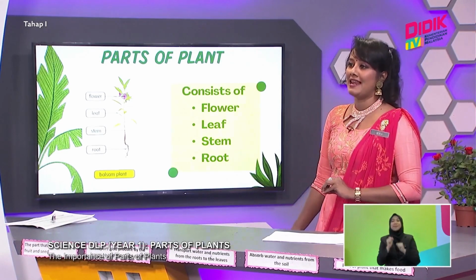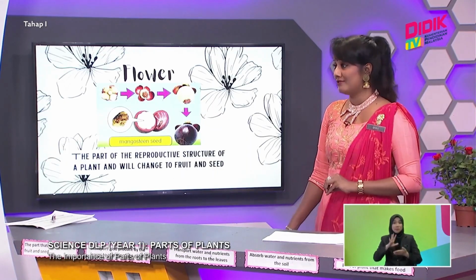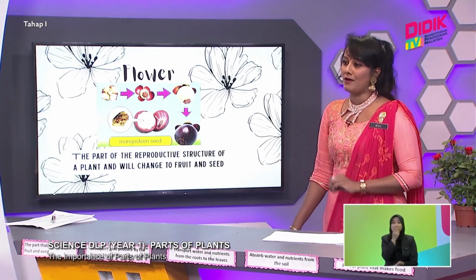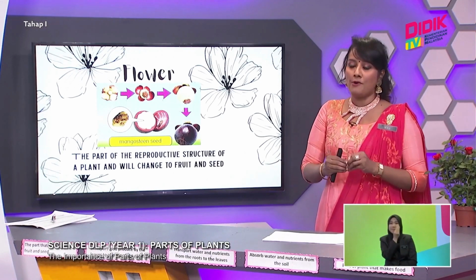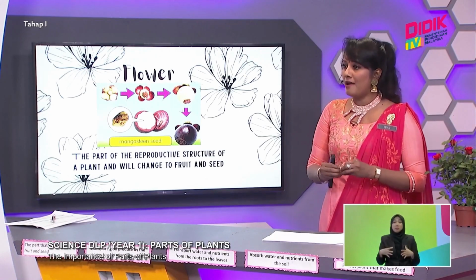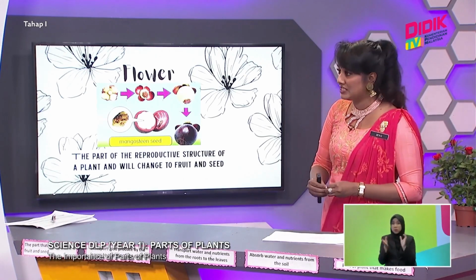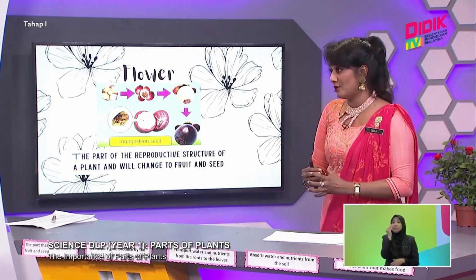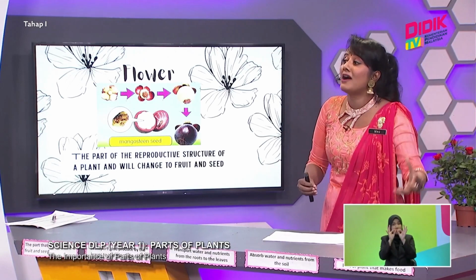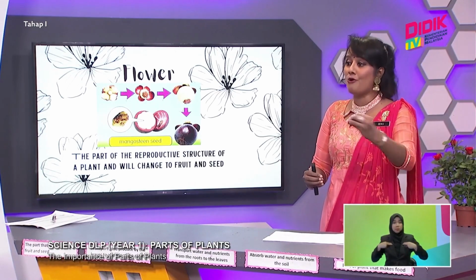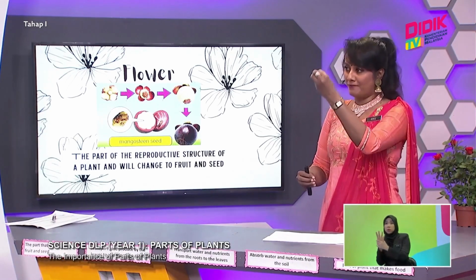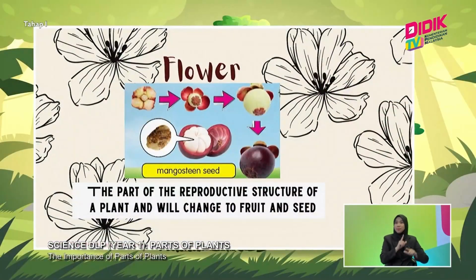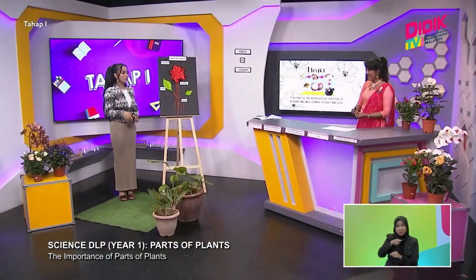Okay, next we are going to learn about the flower. What is the importance of the flower? It is the reproductive structure of a plant and will change into fruit and seed. So you should know that the flower is a very important part, so that it can ensure the survival of its species. That means it can grow with another plant. Using the flower, it will grow into seed. That seed we can plant and it will grow into a new plant. So it's a cycle that goes round and round. Yes, it's a cycle.